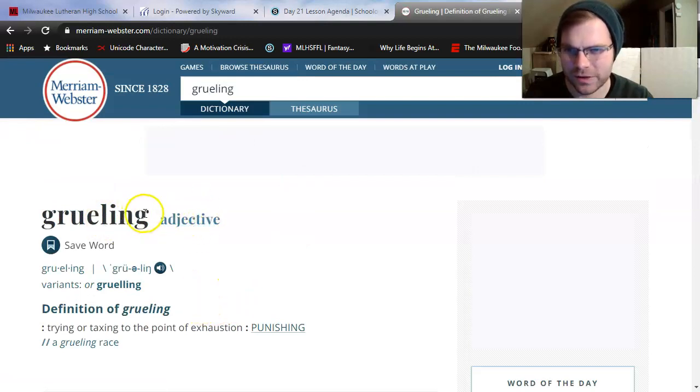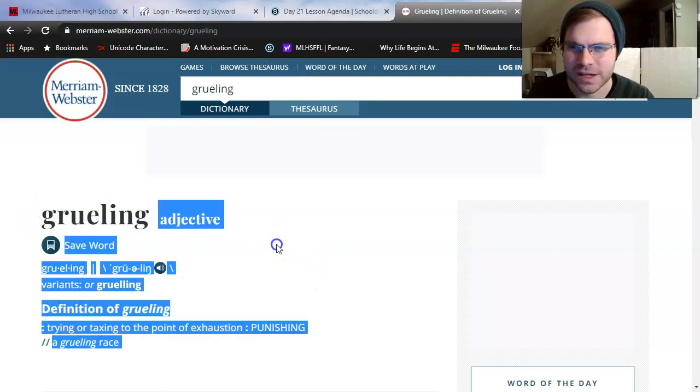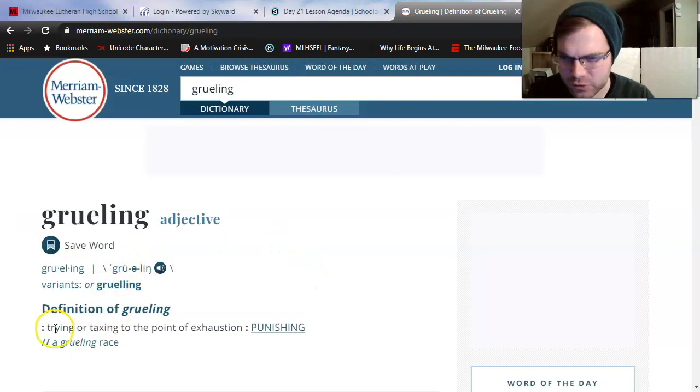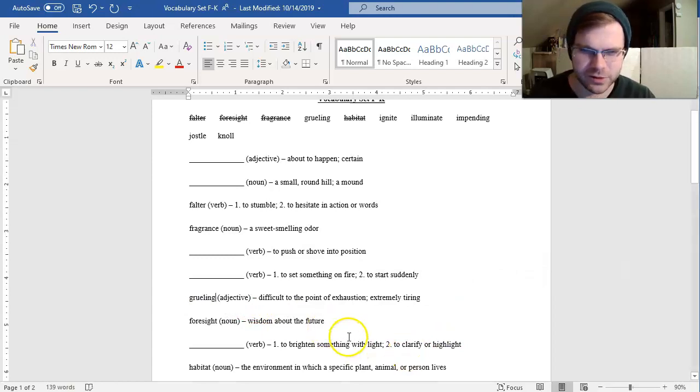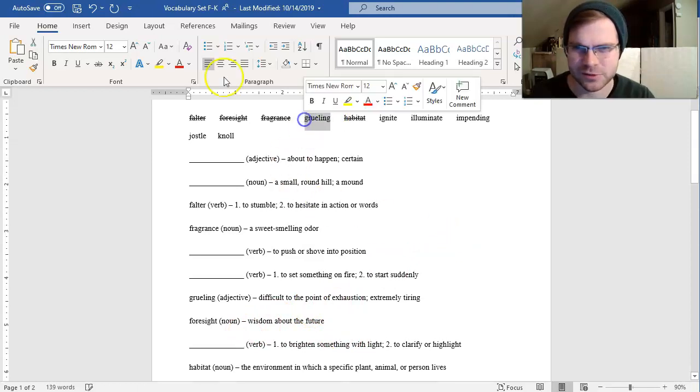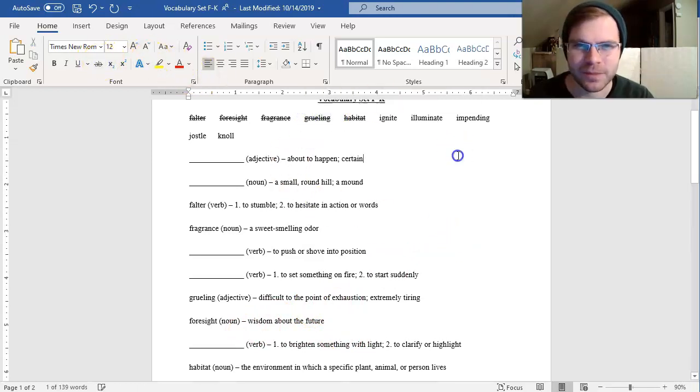Notice, even though this is a word that ends in ing, this is an adjective. So sometimes those adjectives can get tricky where they look like verbs. This is actually an adjective. Trying or taxing to the point of exhaustion, punishing. It's an adjective. About to happen, no. Difficult to the point of exhaustion, extremely tiring, is grueling. You might describe playing an entire 90-minute soccer match as being grueling. It's extremely tiring. Imagine running for an hour and a half.